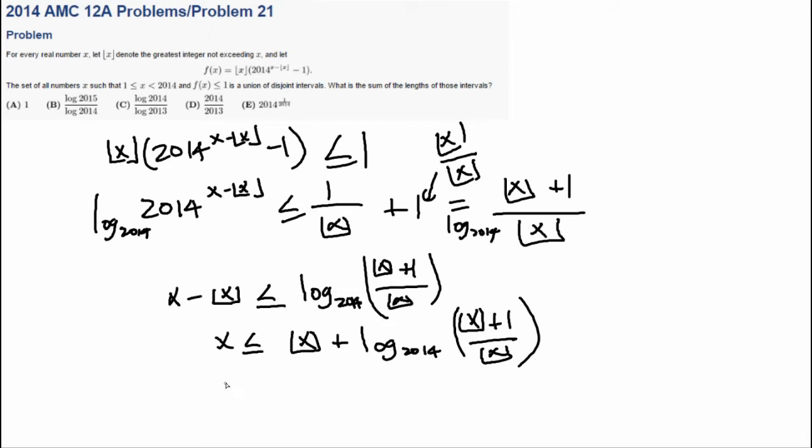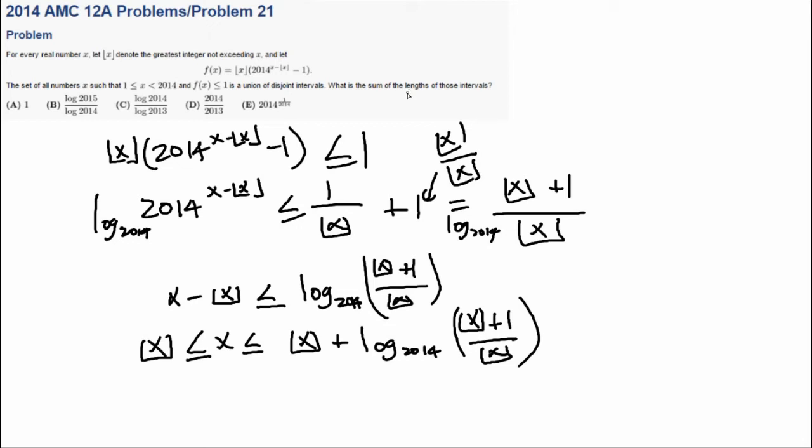Well, keep in mind that x has to be greater than the floor of x, right? Considering the floor of x is the greatest integer less than x. So we also have this: it's greater than or equal to the floor of x. And thus we have our interval. For any x, x must be greater than the floor of x, but less than the floor of x plus log base 2014 of floor of x plus 1 over floor of x.